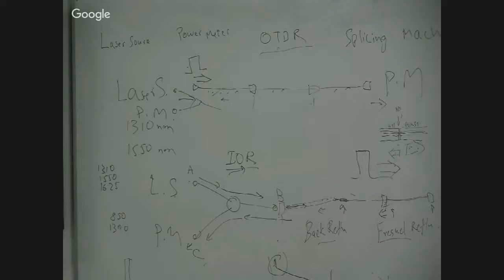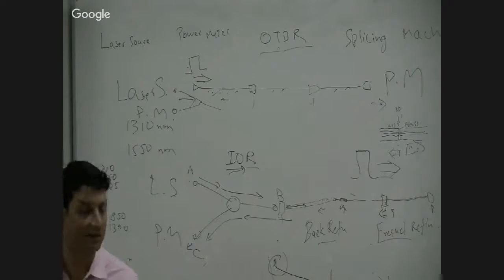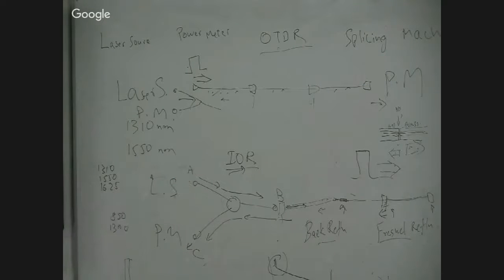So using your laser source and power meter, first you check whether the line is complete, whether there is any loss, and how much the loss is. If you find there is no signal at the other end, then you use your OTDR to find out what the problem is and at what distance the fault is. And from there, you use the splicing machine to go there and repair.